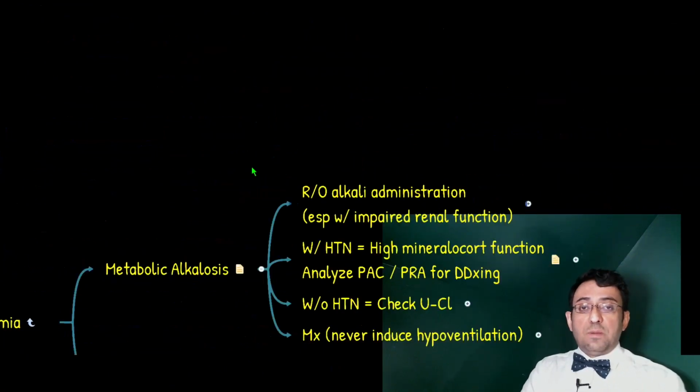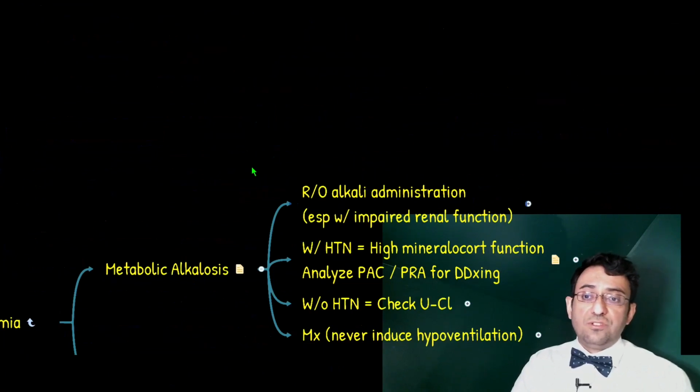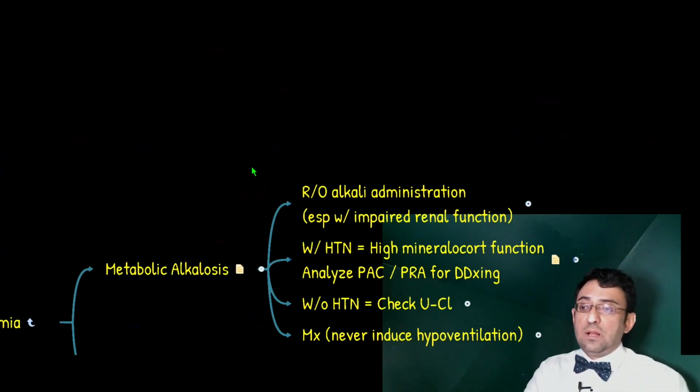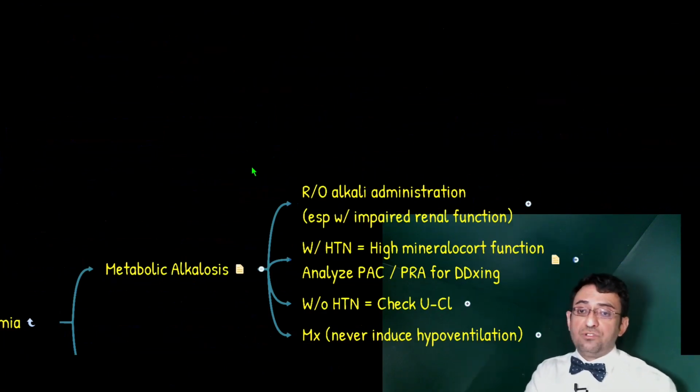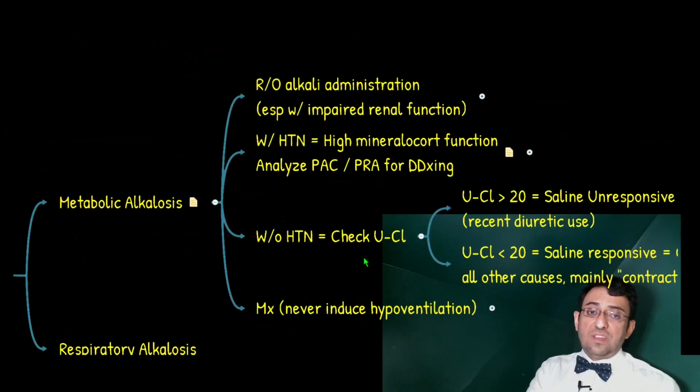So once more, if you have a patient with metabolic alkalosis, first rule out alkali ingestion, then see if the patient has high blood pressure or not. If the patient has high blood pressure, evaluate the plasma aldosterone concentration and plasma renin activity for 3 possible scenarios of primary, secondary hyperaldosteronism versus same syndrome of apparent mineralocorticoid excess. However, if the patient does not have hypertension, check urine chloride to see if the patient is saline responsive with low urine chloride or saline non-responsive with high urine chloride.